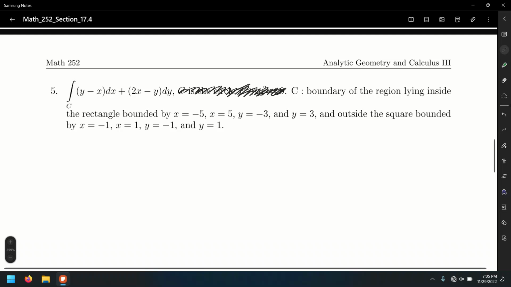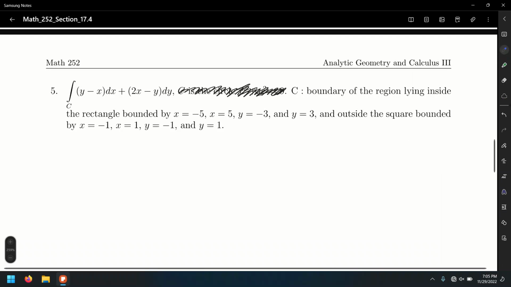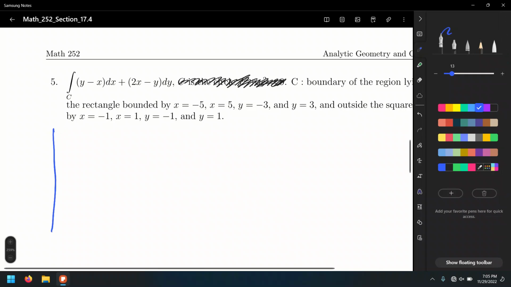Well, number one, let's look at this region of integration. So right here. All right, so that's 1, 2, 3, 4, 5. 1, 2, 3, 4, 5. And it's going up by -3 to 3. 1, 2, 3, and 1, 2, 3. So it's going to go.